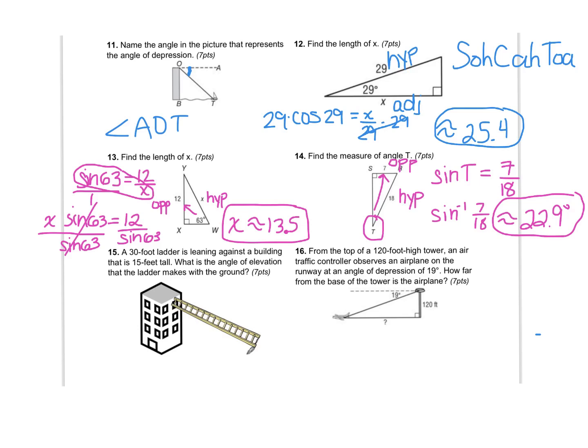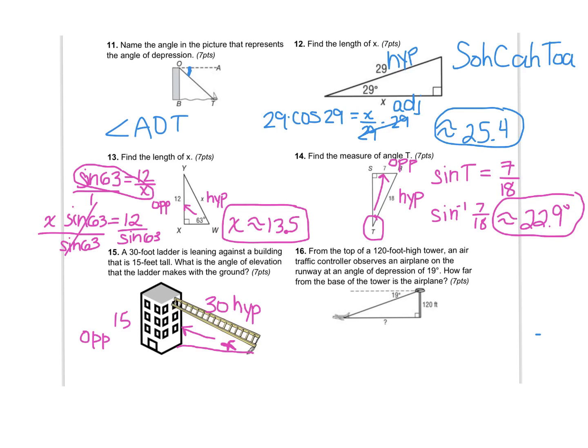Number 15 and 16 are different application problems with trigonometry. Number 15 says a 30-foot ladder is leaning against a building that is 15 feet tall. What is the angle of elevation that the ladder makes with the ground? So we're finding this angle right here. I guess I could make that an x. See our right triangle right there. I have the side that's opposite, and I have the hypotenuse. So this is very similar to the one that we just solved, number 14.